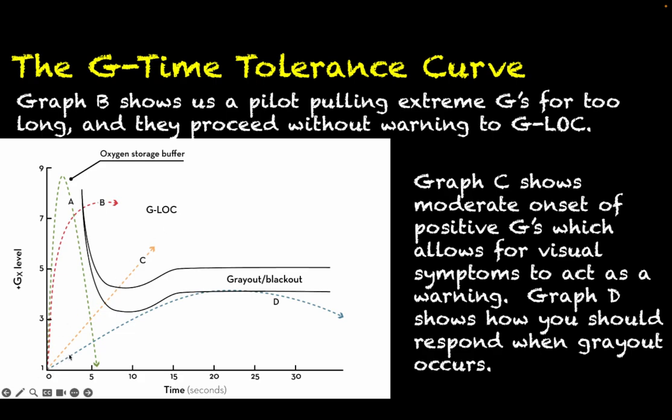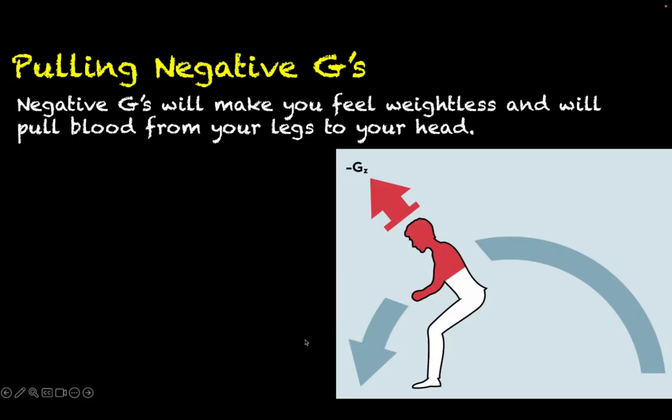Now, clearly, graph D is showing you how you should respond when you first experience that gray out symptom. So this pilot very gradually is pulling Gs over a long period of time, and as soon as they cross this threshold and start to experience gray out, you can see they pull back on the stick and reduce the gravitational strain, and then they get back on the right side of the threshold there. So ideally, that is how you would respond. As soon as your vision starts to go, that is your warning sign that you are pulling too many Gs and you need to stop.